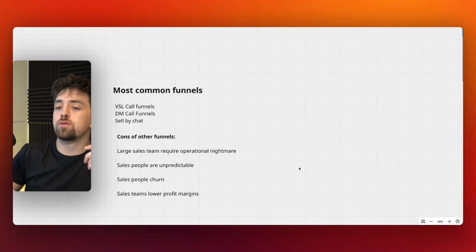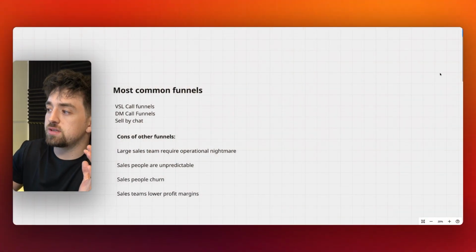So the question is, okay, if we're not running these funnels, which, by the way, do work, I'm not saying that they don't. They work fantastically well. We've generated a lot of money with them, and they've generated billions of dollars in the space. So I'm not saying that they don't work, but they have these cons. And also, it can be hard to a certain point to scale your sales team further, right? So the question then becomes, what is a better funnel? What is a better way?